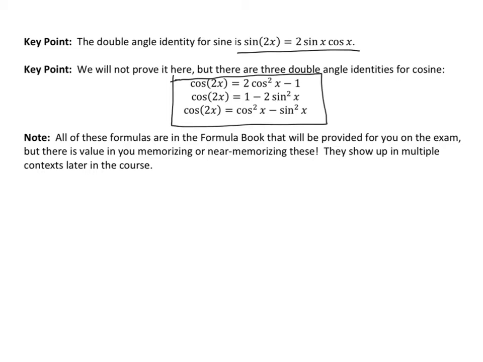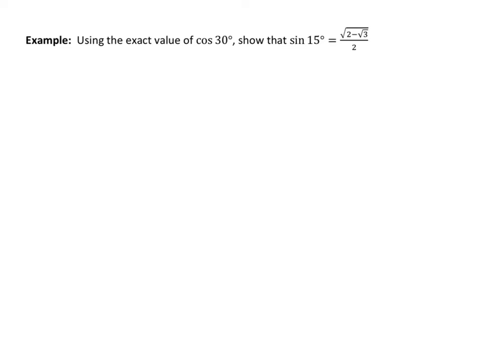You can if that's your thing, whereas the sine 2x and the cosine 2x ones really are quite valuable. They show up quite often. The first example that I have here is a fairly simple one. They're saying using the exact value of cosine 30, which is something that you guys should already know, they're asking us to show that the sine of 15 degrees is this thing, the square root of 2 minus the square root of 3 all over 2.